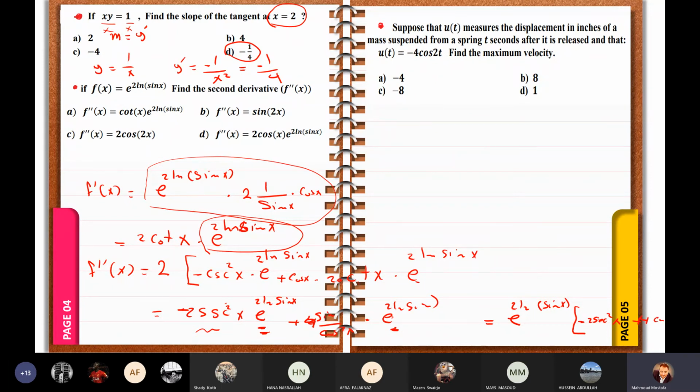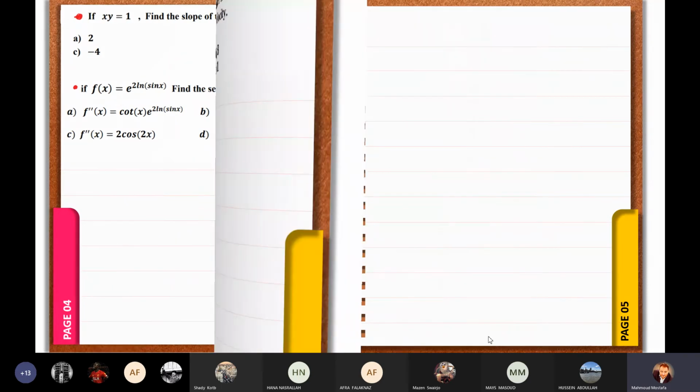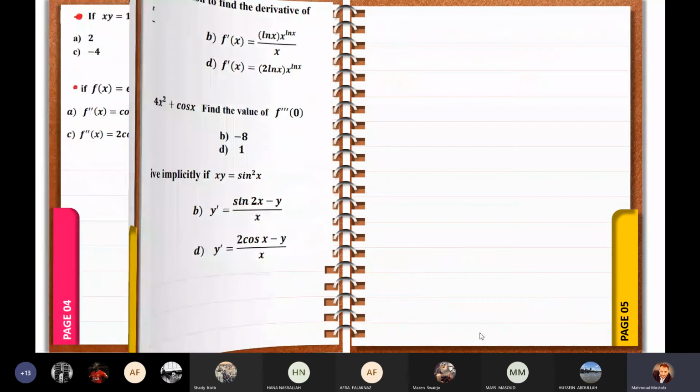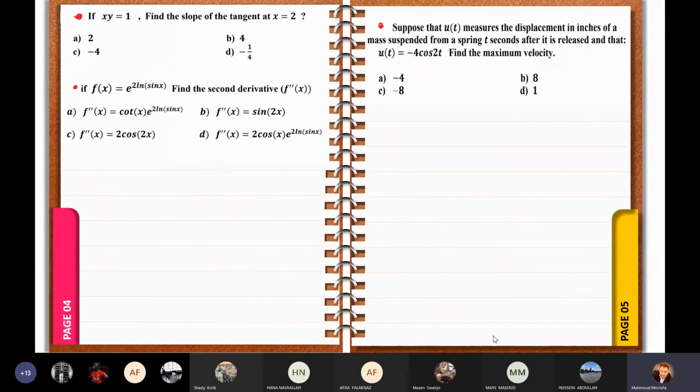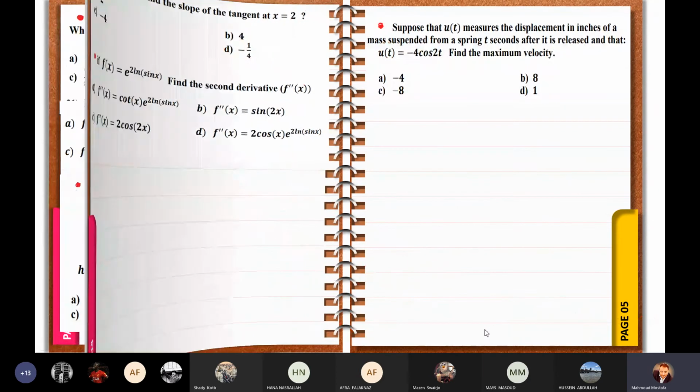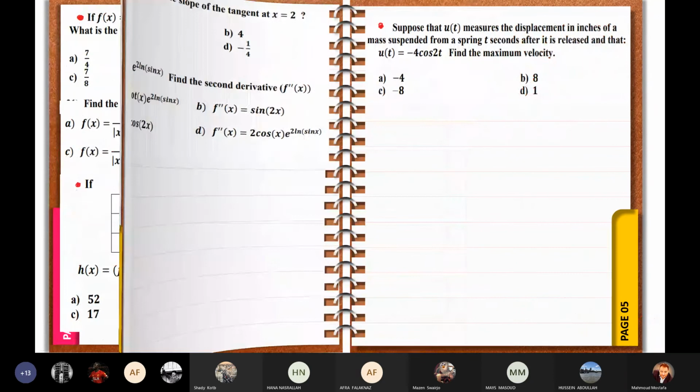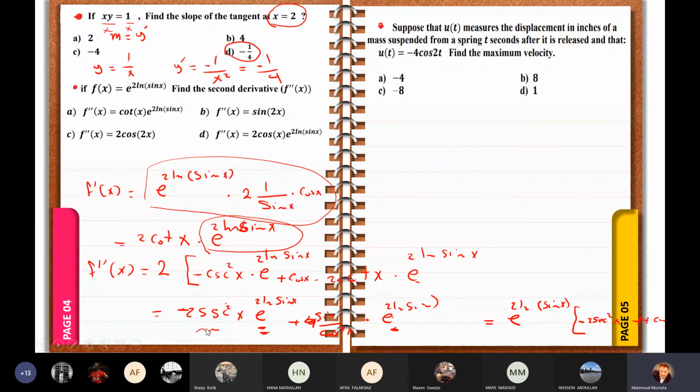cosine x plus sine x. Just you simplify here, it will be, by the way, A.